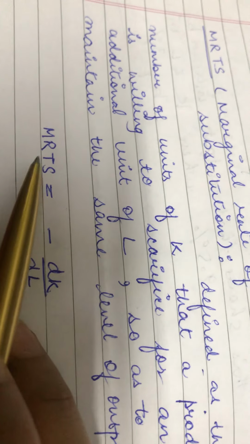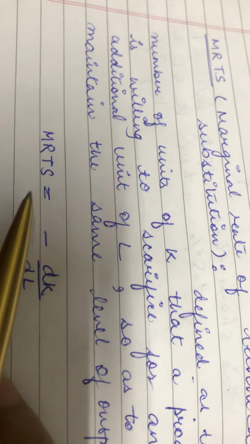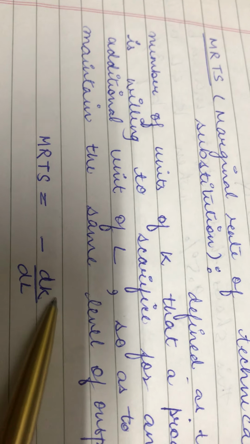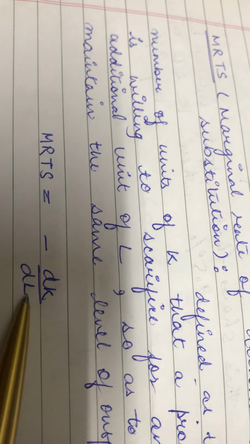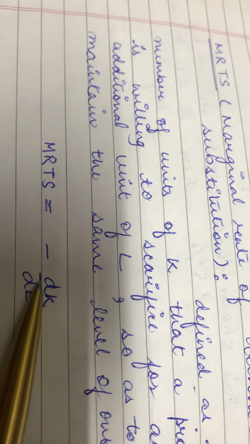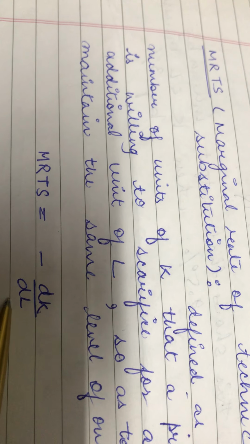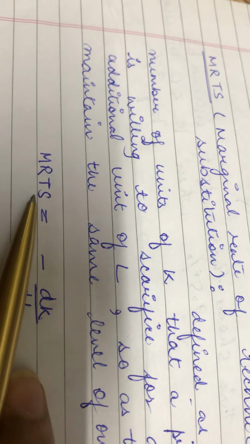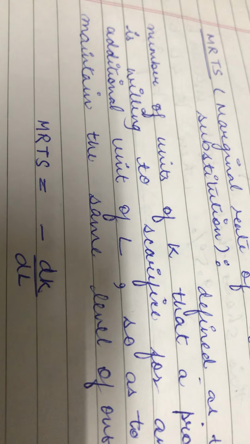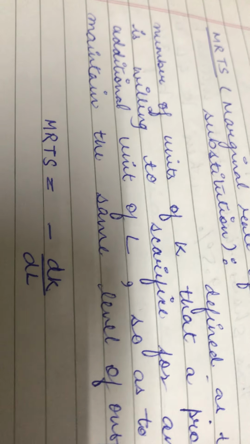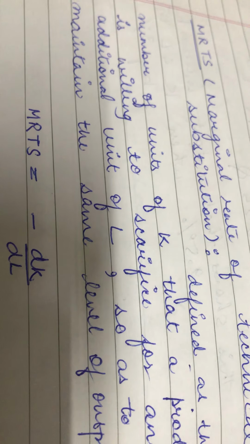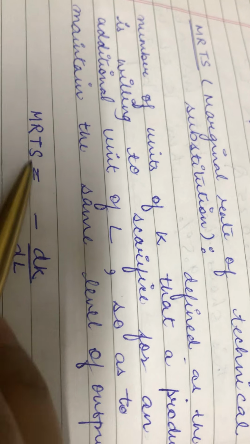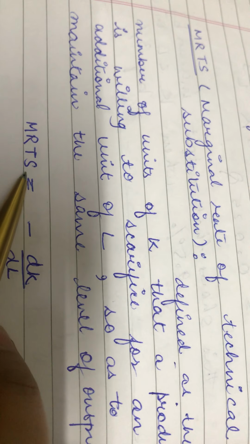So marginal rate of technical substitution क्या कहता है? वो कहता है कि K की कितनी units एक producer देने के लिए तैयार है in return of getting just one additional unit of labor, is given by marginal rate of technical substitution. So basically ये है कि अगर आपको एक additional unit किसी resource की चाहिए तो उसके लिए आपको दूसरे resource की कितनी units give up करनी पड़ेंगी, वो चीज़ आपको ये बताता है marginal rate of technical substitution.